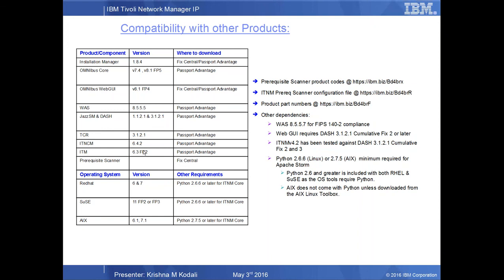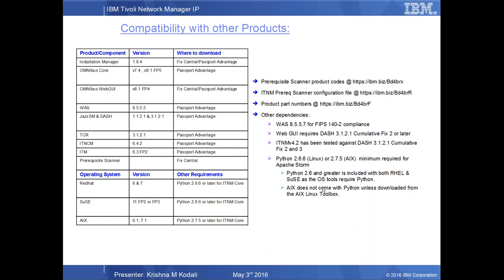And for this release, ITNM 4.2, if you want to integrate with NCM, you need to be on 6.4.2. And obviously you have ITM, you need to be on 6.3 Fixpack 2 version. There is a prerequisite scanner that you can download from the Fix Central. I've given some highlights here where you can download from. You can run it on the boxes wherever you're trying to deploy the products.